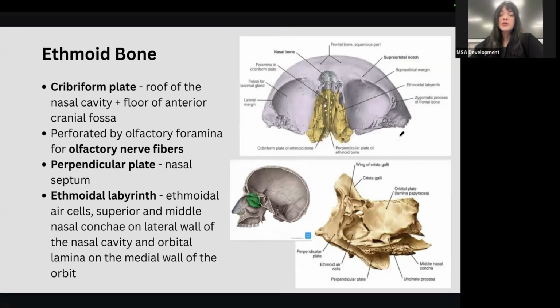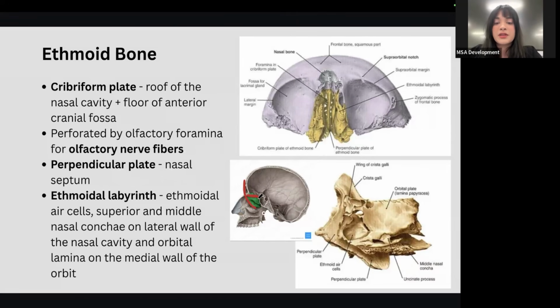Moving on to the ethmoid bone. This is quite a small bone, but also a very complicated bone. It forms the cribriform plate, which is the roof of the nasal cavity and floor of the anterior cranial fossa. Look over here, this is the green one. This line at the top is the cribriform plate. It's called cribriform because it's full of holes. Those holes transmit cranial nerve 1, the olfactory nerve. That's how you smell stuff. It is perforated by olfactory foramina for olfactory nerve fibers.